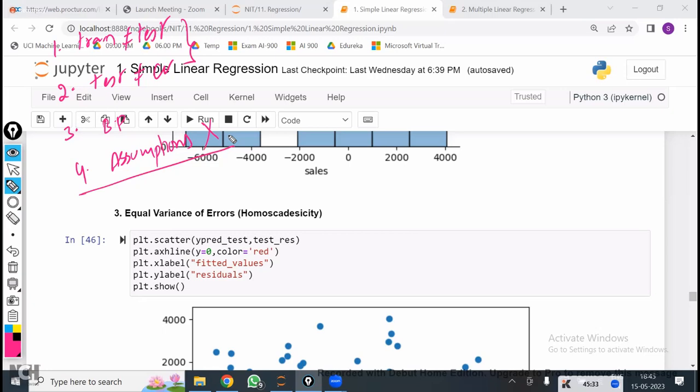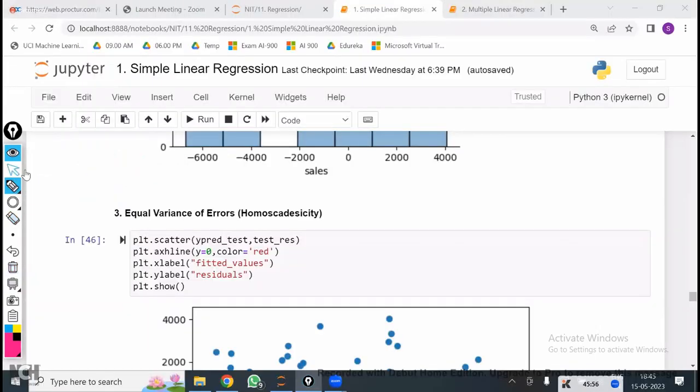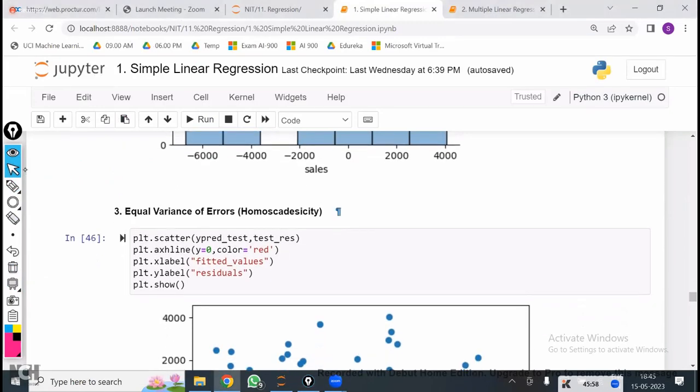In tomorrow's class, I will take one more data set. There, if these two are not equal, then what do we have to do? In one more class, I will show what to do if these two are not equal. For each data set, I'll show something different. Finally, you'll understand that if this is the scenario, we have to apply it in this way. Is that clear, guys?